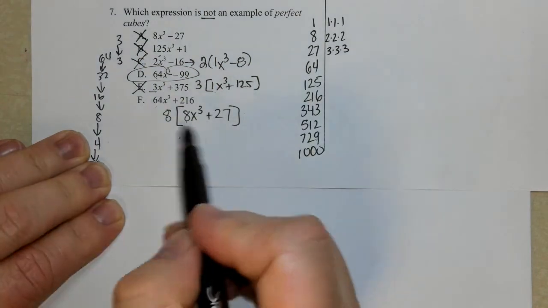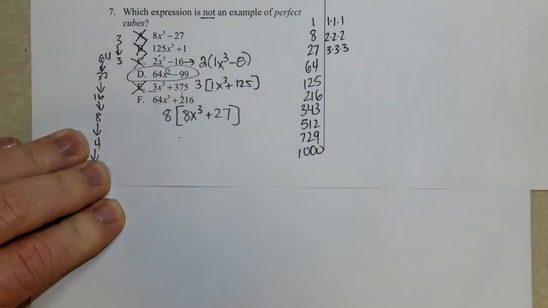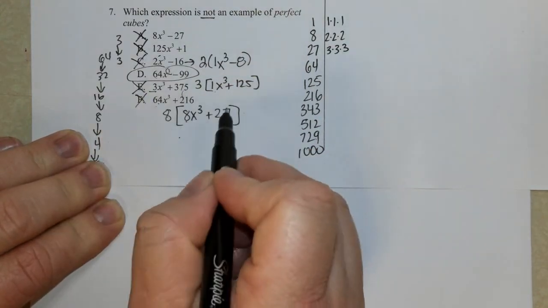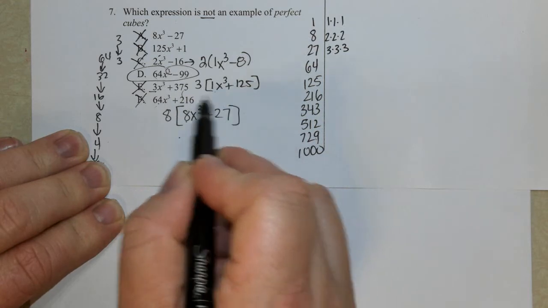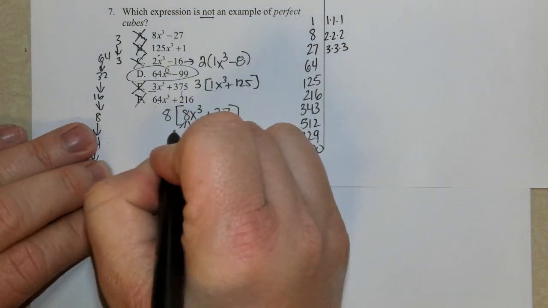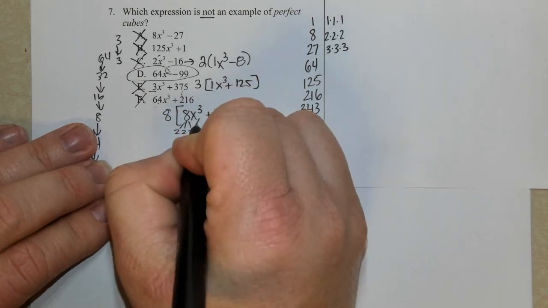Now you may be asking yourself, why did you do that? Because 16 is already here and 216 is already here. That's true. So the answer already was yes, that this could be the sum or difference of cubes. I just wanted to give you an example that if you were asked to actually factor this, and you didn't factor out that 8, you would not be completely factoring this.